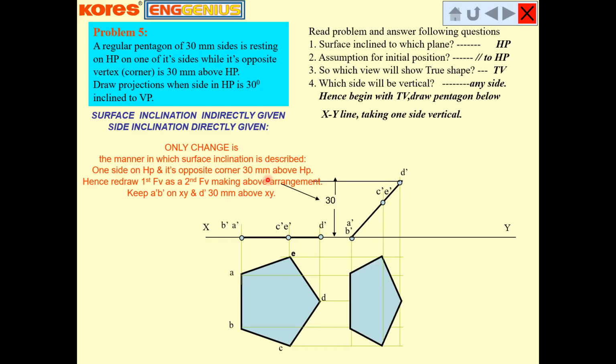Then after, it is given that the side which is in HP, it means they are talking about the side AB, because side AB is in HP, and that's why we have kept its front view on the XY line. Clear? The side AB is in HP. It means its distance from the HP in the front view is 0. That's why we have kept this A dash and B dash exactly on the XY line, because they are in HP.